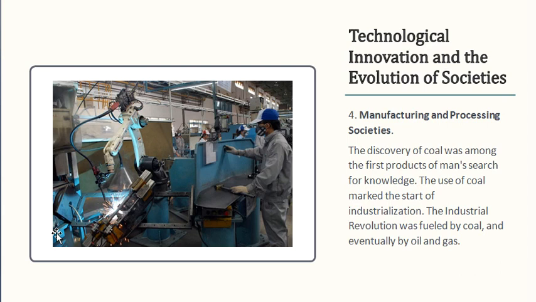So the discovery of coal was among the first products of man's search for knowledge. So the use of coal marked the start of industrialization. So the Industrial Revolution was fueled by coal and eventually by oil and gas.